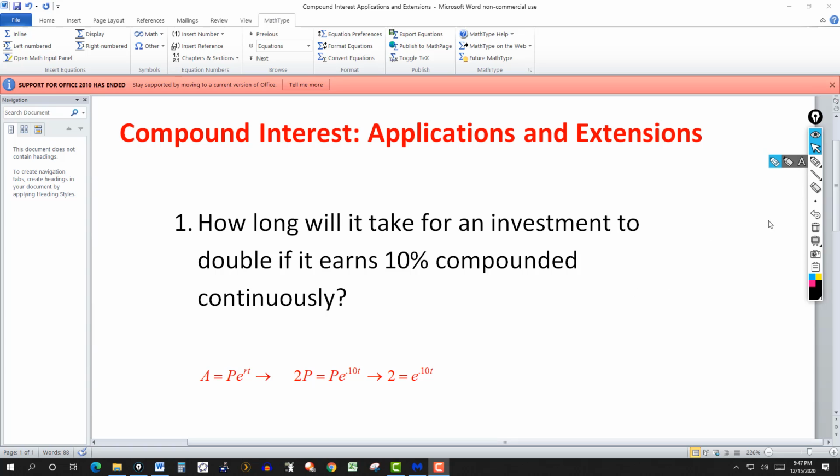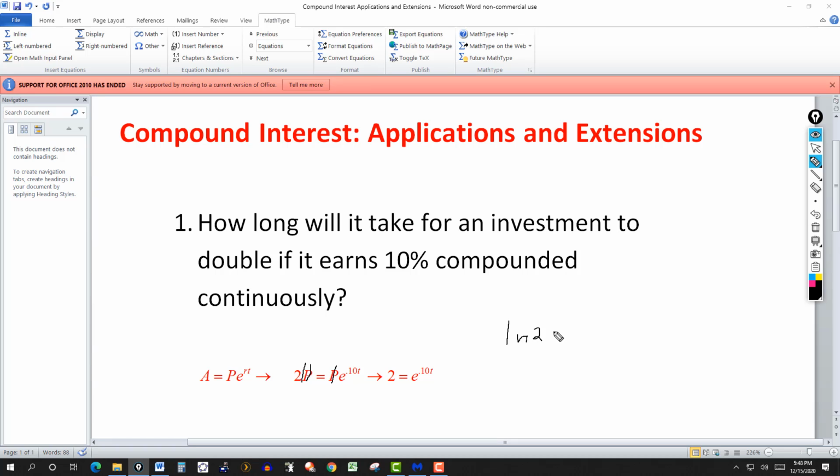So basically what happens here is set up your formula. We want to solve for T. The P's will cancel here. And that leaves me with 2 is equal to e to the 0.10T, replacing the R by 0.10. And of course we're solving for T. Now from here we just take the natural log of both sides. We want to choose natural log because we're using the base e, so it makes it easier. So this would be taking the natural log of both sides.